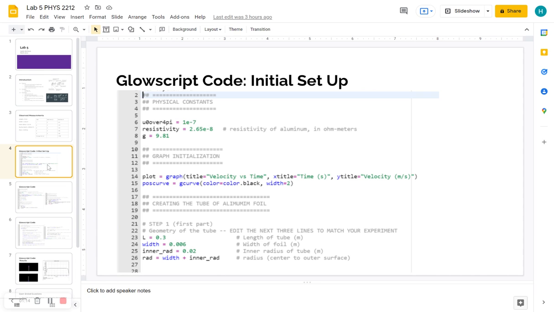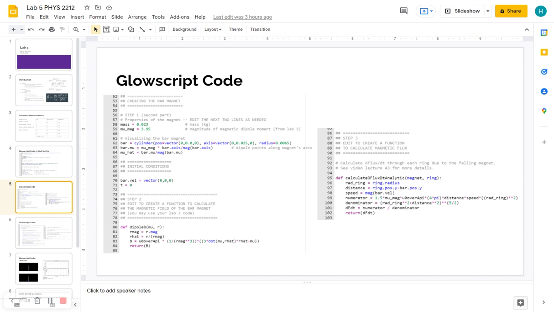So for our GlowScript code, we have to initialize some factors. We have physical constants such as mu over 4 pi, resistivity, and the gravitational constant. And then we initialize a graph, or later on we will see the velocity versus time graph, and then create the tube of the aluminum foil by setting up the geometry of it. We have, again, as shown before, length, width, inner radius, and then the overall radius, which is the width plus the inner radius.